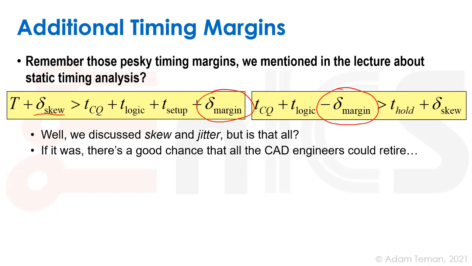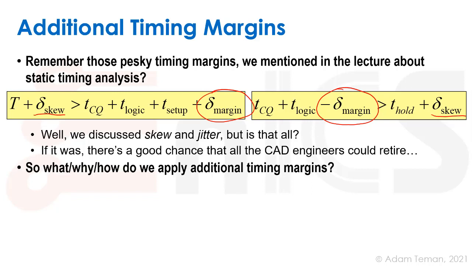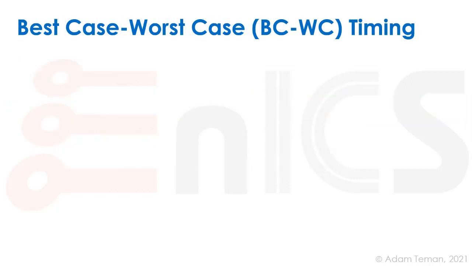In fact, skew we added here to these formulas, and jitter we also showed how it can be added or subtracted from our formulas. But is that all there is? Well, if it was, there's a good chance that all the CAD engineers could retire. There's a lot more. So what, why, and how do we apply these additional timing margins that I actually lumped into this delta margin type of a parameter?